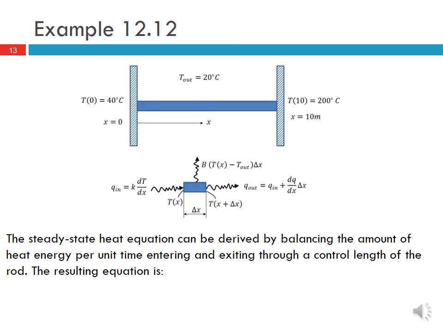So the steady state heat equation can be derived by balancing the amount of heat energy per unit time entering and exiting through the control length of the rod. And the resulting equation is shown here. d2T/dx squared, where T is temperature, is equal to 1/10 times T(x) minus 20. So this temperature is a function of x, where x equals 0 at the left end of the rod and x equals 10 at the right end of the rod. And the outside ambient temperature was 20 degrees.